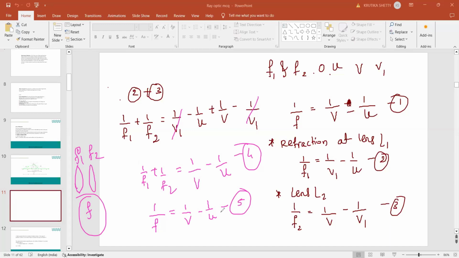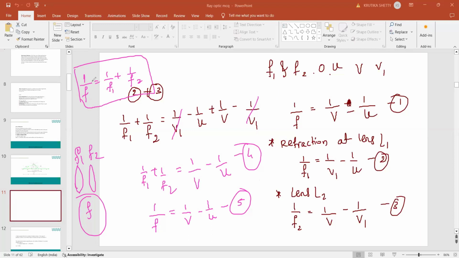Okay. So now if we compare equation 5 and equation 1, what can we write, students? We can write it as 1 by F is equal to 1 by F1 plus 1 upon F2. This is the equivalent focal length when two thin lenses are kept in contact with each other.